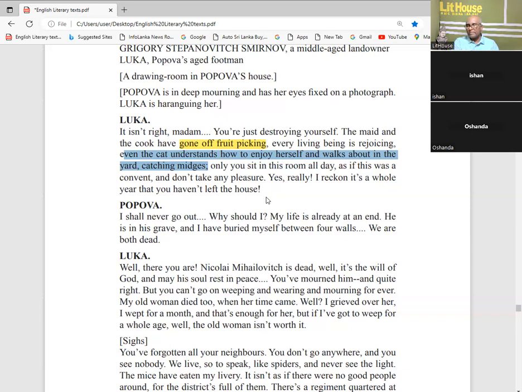That is realism of life. Only you sit in this room all day as if this was a convent. What is a convent? A convent is a holy place, a religious place in Christian world or Christian society for women.